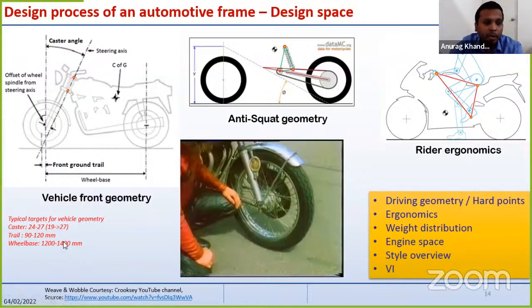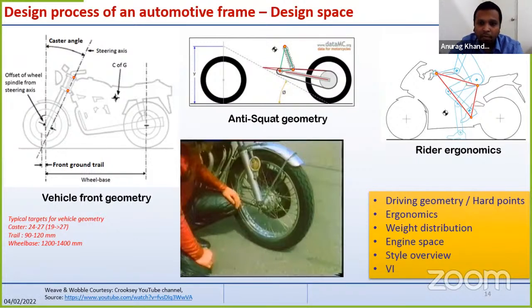So for example, a street bike, which is supposed to be used in a crowded city environment, would have a caster angle towards 24 degrees. But a cruiser, which is designed mostly for highway cruising, would have in the range of 27 degrees, and some customized vehicles even use higher caster angles.